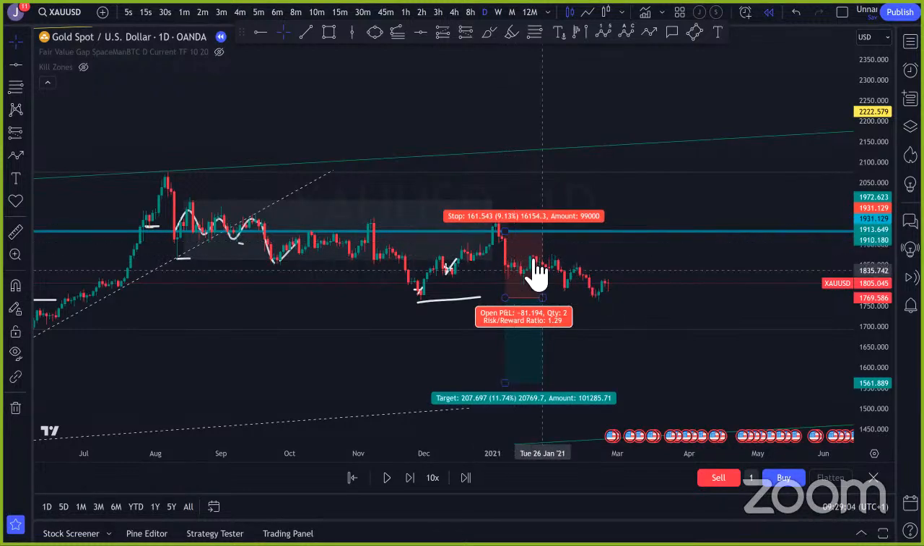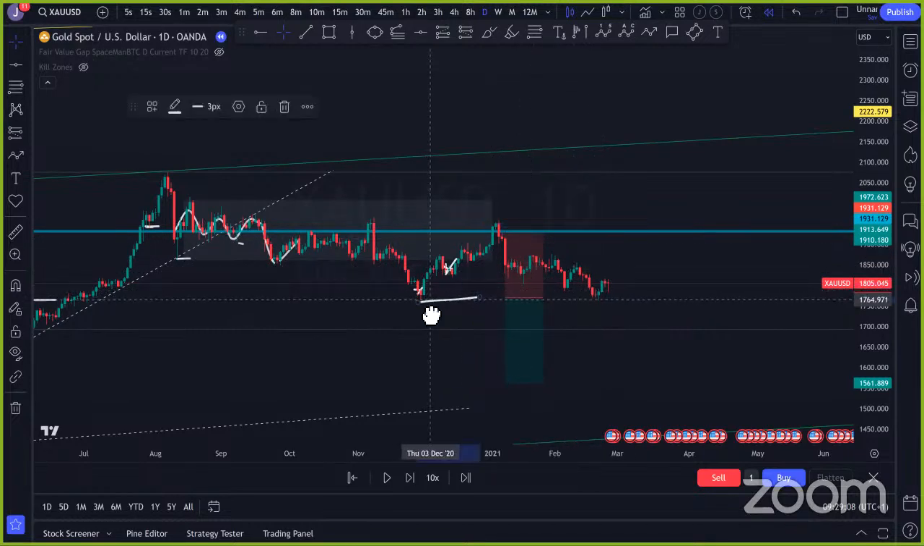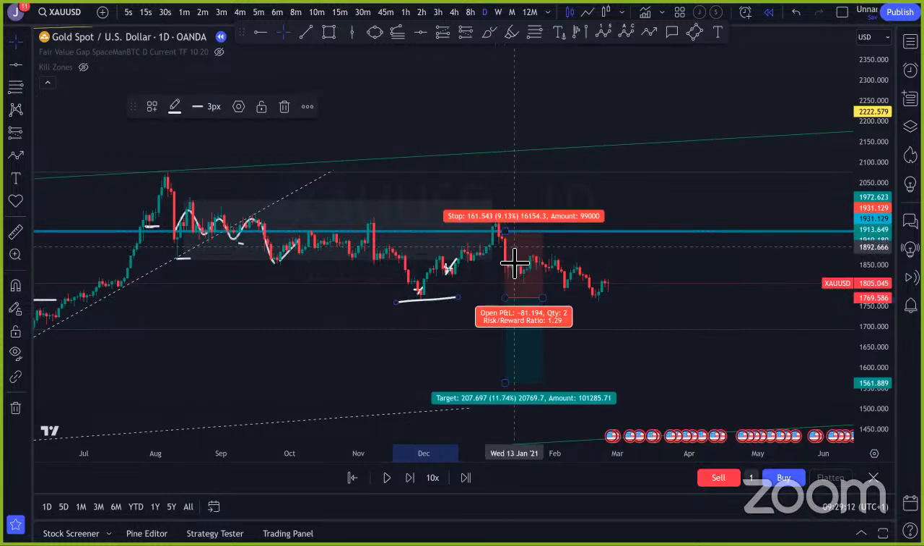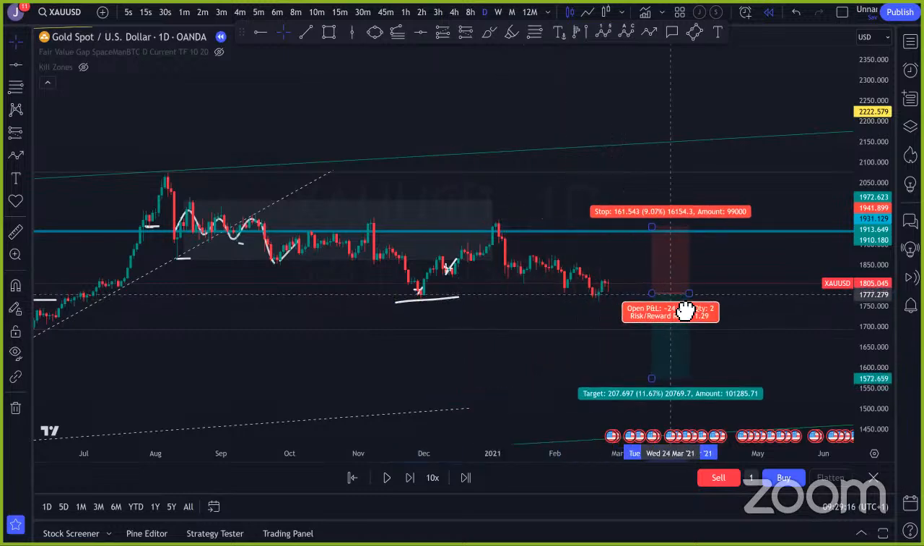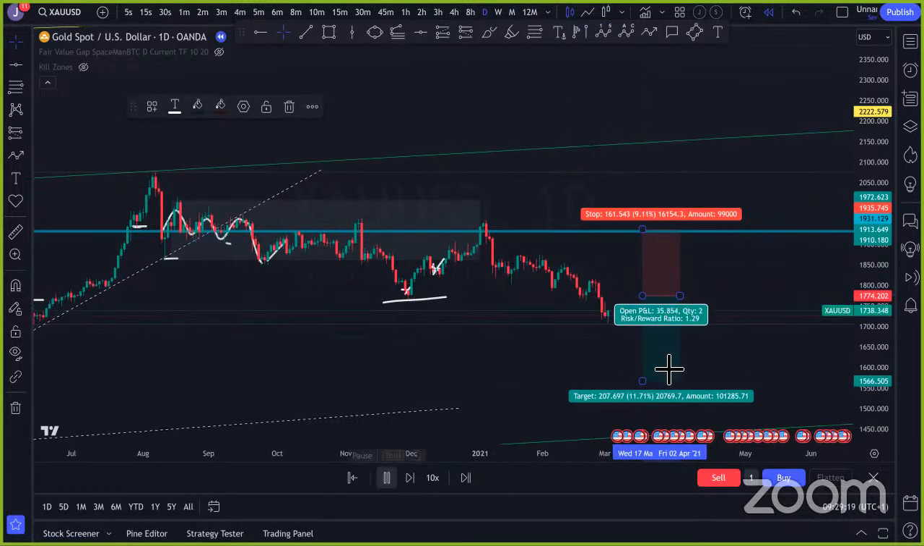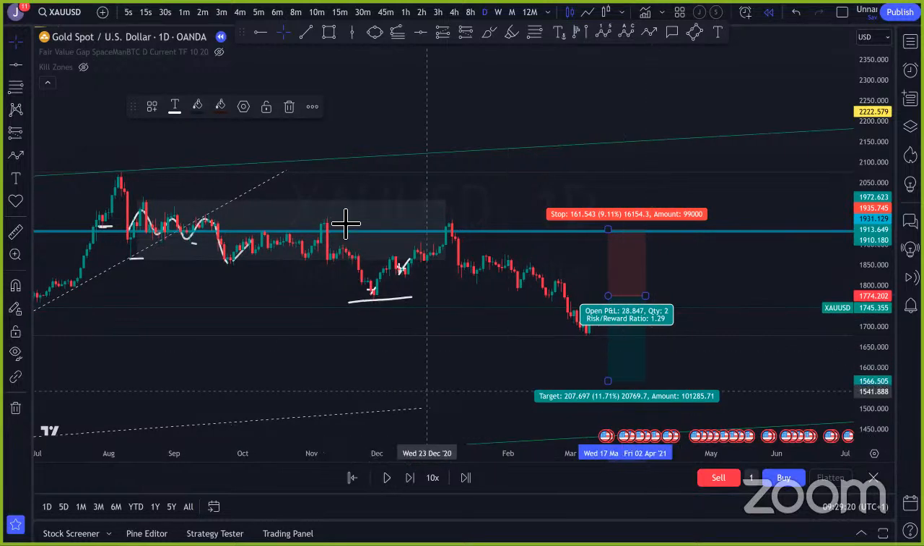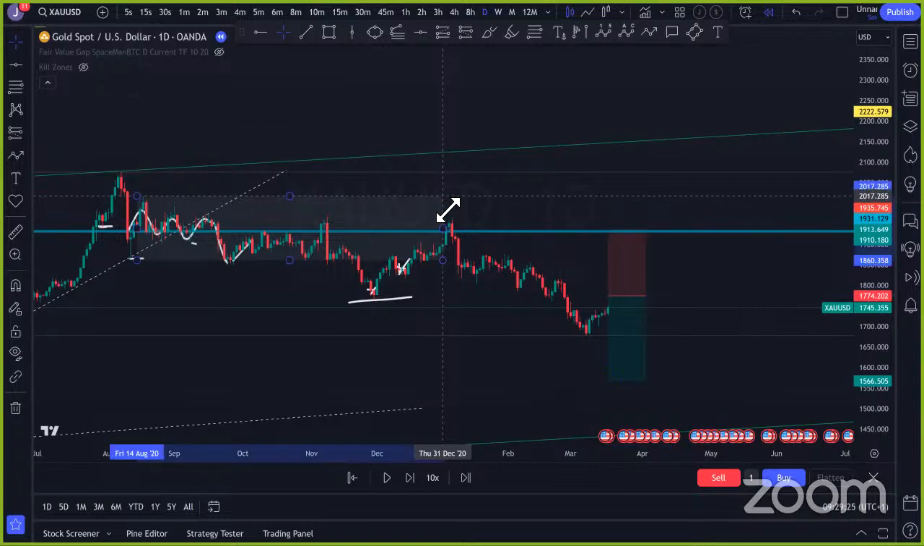I want to see a closure below this level here. Well, I would have gotten in earlier on a smaller time frame, but let's just see on the bigger time frame. We close below here. Let's have a look. Yeah, this has been the indication. This has been the correction that couldn't break 50% of the previous consolidation. Then boom, coming down here. Now, how far is it going to go?